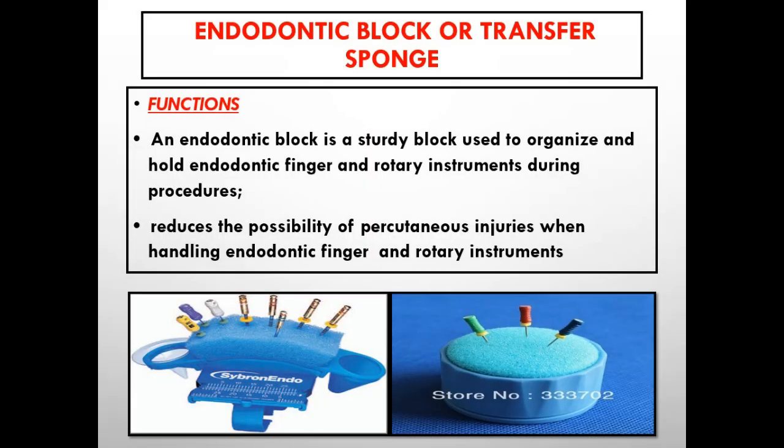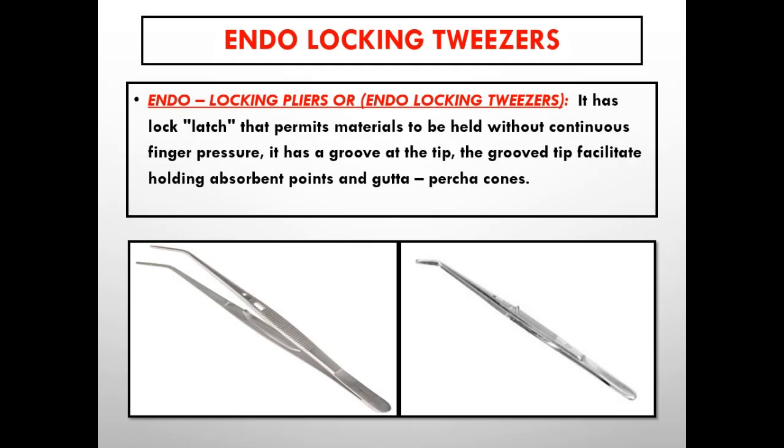Endodontic block, endo block we call, or transfer sponge, the one that is shown on the right. It is a sturdy block used to organize and hold endodontic finger and rotary instruments during procedures. It reduces the possibility of percutaneous injuries when handling endodontic finger and rotary instruments. Okay, when you accidentally prick yourself, that's quite a disaster. So don't do that. Get one endo block or endo sponge.